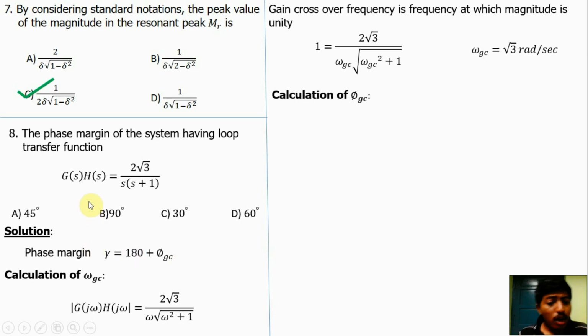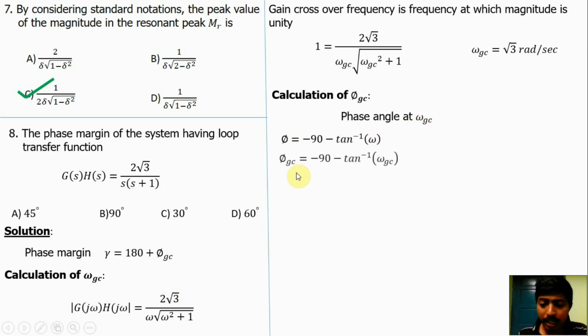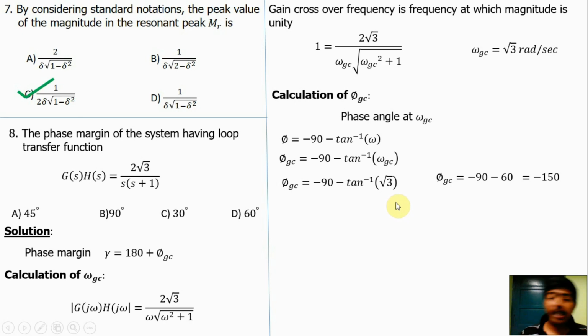So find the phase angle for this transfer function. φ is equal to, here 1 by s gives minus 90, minus tan inverse of omega for this term. So when omega is equal to omega GC, φ will be φGC. Substitute here, we will get φGC is equal to minus 90 minus tan inverse of omega GC. The omega GC value is known. Substitute here and we can get the φGC value. So φGC is equal to minus 90 minus tan inverse of root 3. So the answer is minus 150.